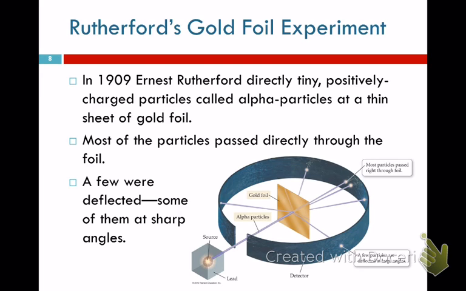Okay, so this particle runs into here, comes back. So the conclusion has to be this. Since the alpha particle bounced straight back, whatever it ran into had to be really heavy. Had to be really heavy for that to happen.